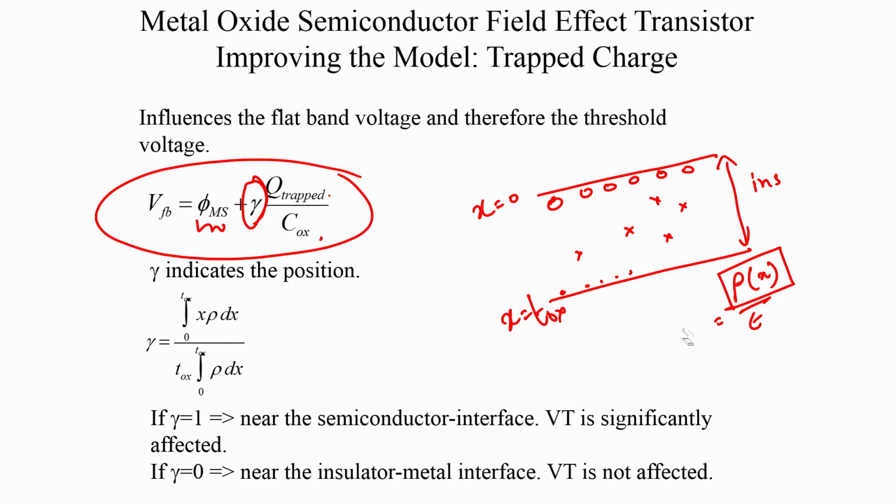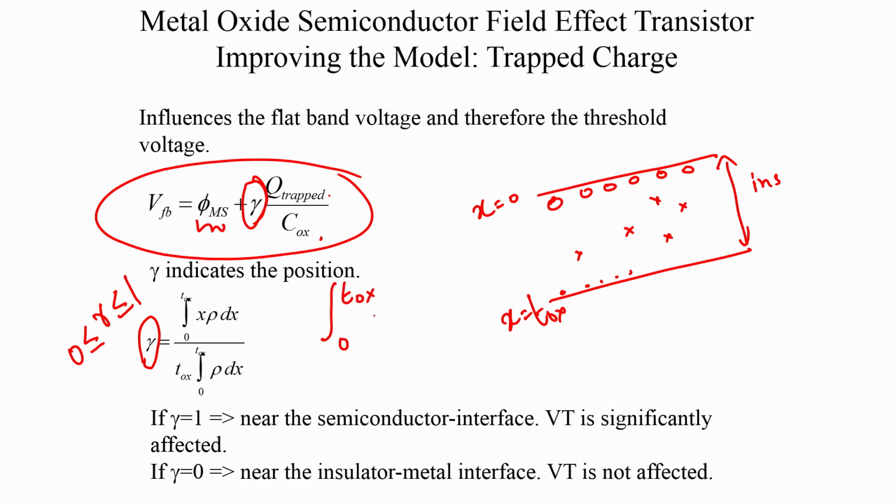So, a good estimate for all these charges is to get the average, or the expected value, of the location of these charges, and that expected value is defined by this parameter gamma. Gamma is a dimensionless parameter, and the way it is defined, it can take a value between 0 and 1. In case you cannot see this, it is the integral from 0 to Tox of x into rho dx.